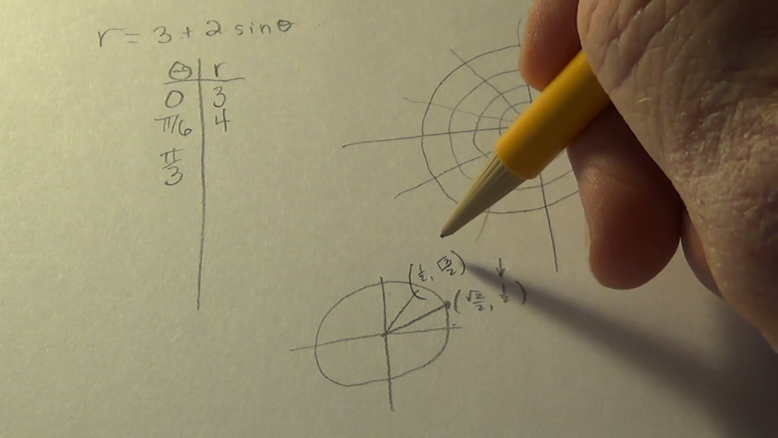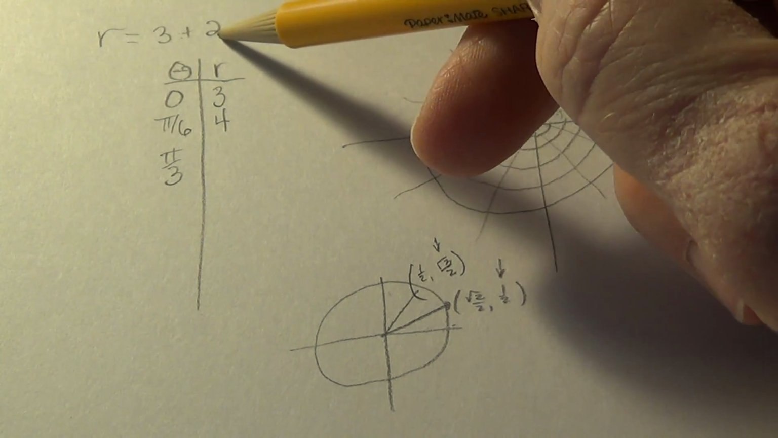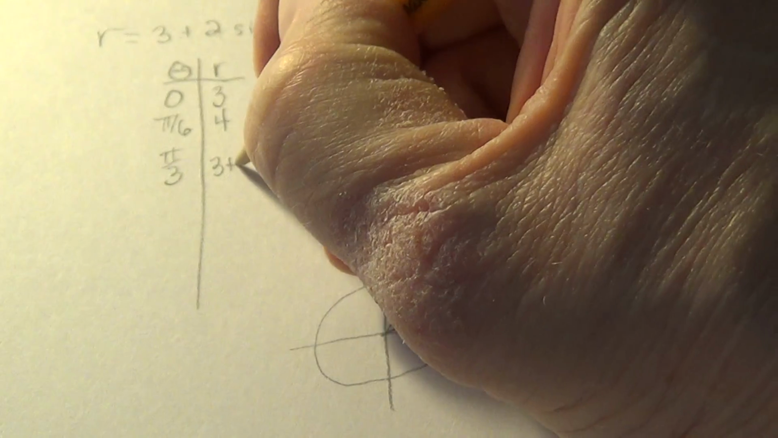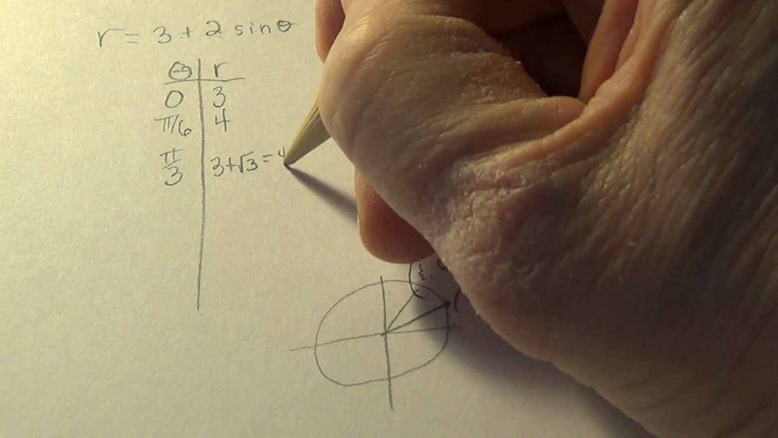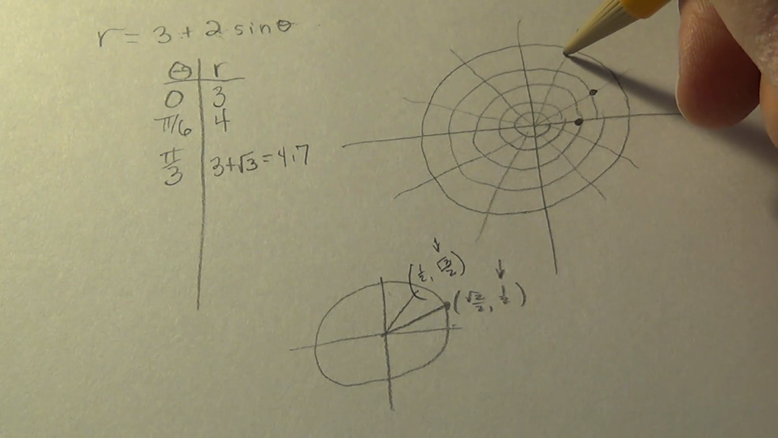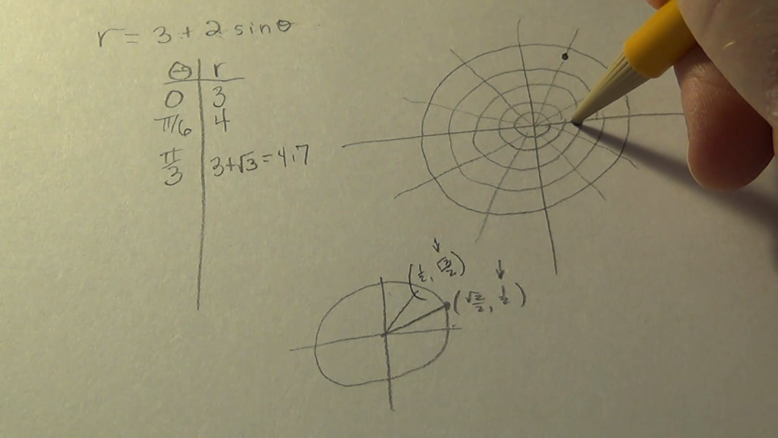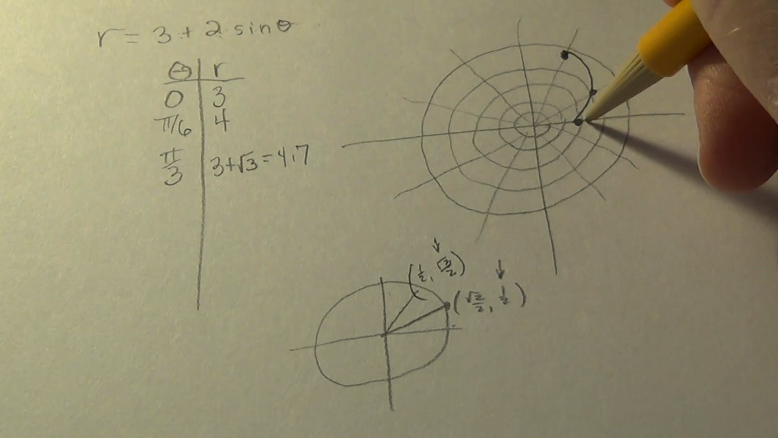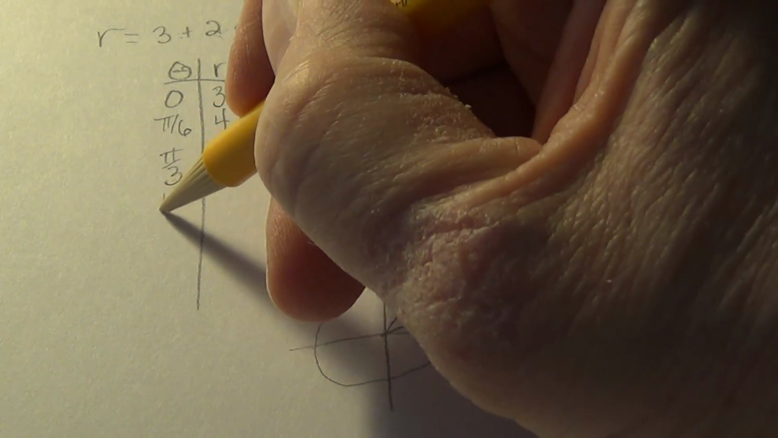So the second coordinate is square root of 3 over 2. The 2's cancel nicely when I multiply that by 2, and I get 3 plus the square root of 3, which I'll have to calculate: 4.7. 4 almost out to 5. Alright, I'm going to go ahead and connect these. I can kind of see the path it's taking. Always connect them in a curved way.